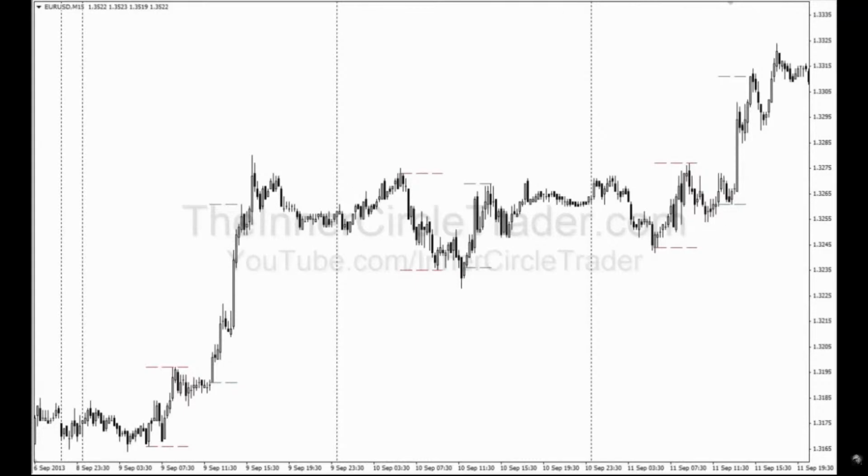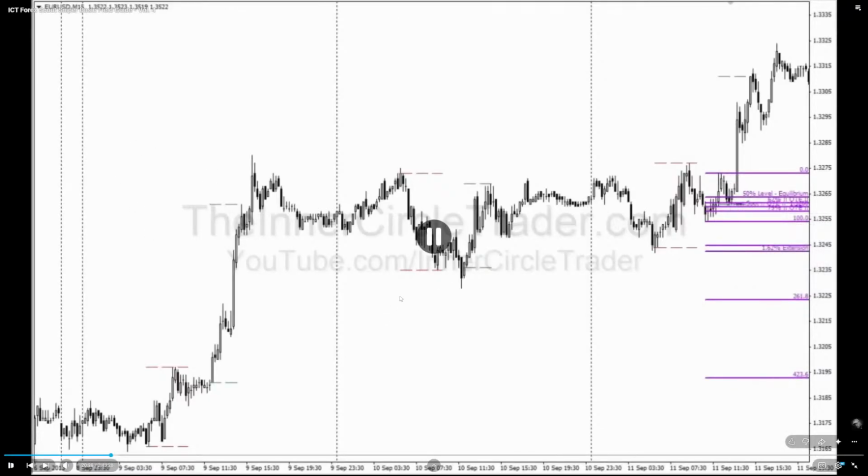You can take this swing low and to this high here. And the 62% trace line, it may be a little difficult to see.